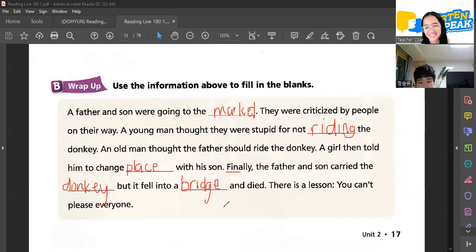Okay. And there is a lesson: you can't please everyone. Okay, so this fable also has a lesson. The lesson after you read the story or the fable is that you can't please everyone. Because after pleasing them, or after doing the things that they want, they always have something to say. So you can't please everybody that surrounds you. So we are all done here.